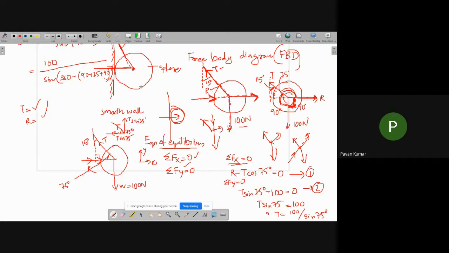Okay, once again I will explain what are equations of equilibrium.